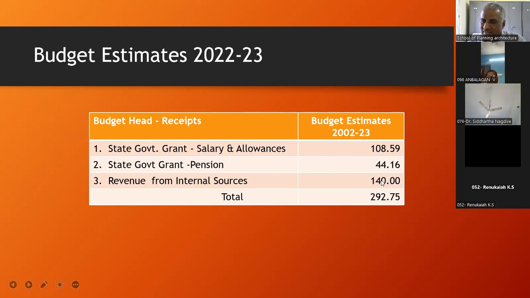When you are generating internal resources, you have to use some portion of the internal resources to give the pensionary benefits. Suppose you are working in a government college, in a government department, your pension is paid by the AG, and your pensionary benefits are paid by the government through AG. But in case of a university, it is an autonomous body. Pension liability is of the government, but full pension is not given by the state government. We have to contribute from our savings.